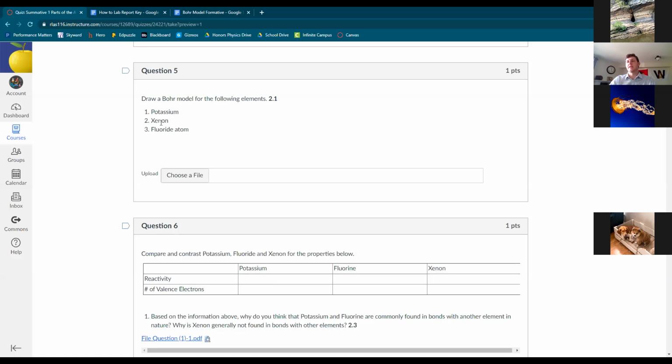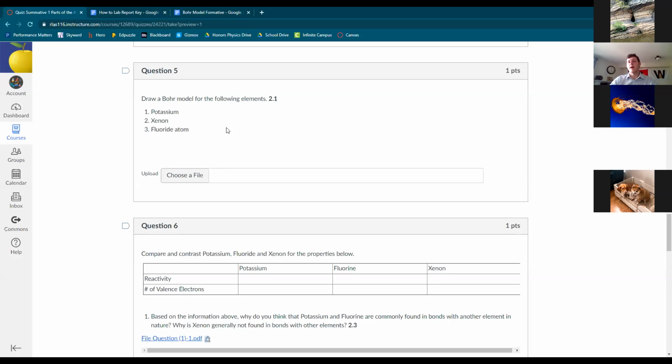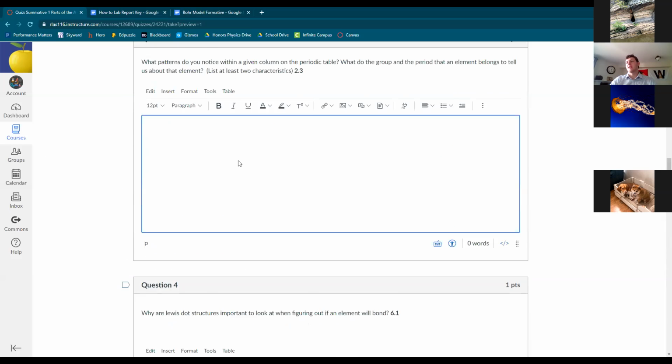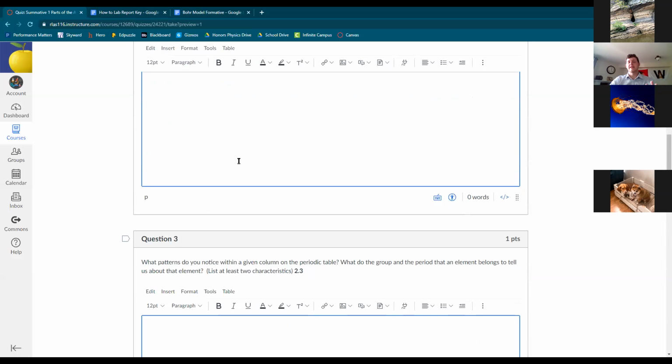Xenon has 54 protons, 54 electrons, and 77 neutrons, and it should have 6 rings. And then the fluorine or fluoride atom has 9 protons, 9 electrons, and 10 neutrons. So that one was just drawing the Bohr models. If you have questions on any of those drawings and you want to go into further detail, let me know. But that was all 2.1.